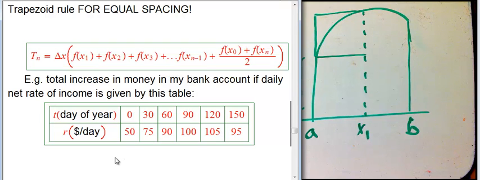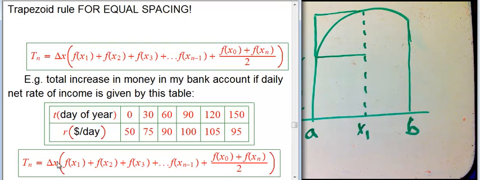So I'm just going to copy that formula down here, and I'm going to put in what all the appropriate quantities are. It's still equal spacing. All the subintervals are equal. Those are 30 days. Okay. And then I'm just going to plug in all of the internal points.